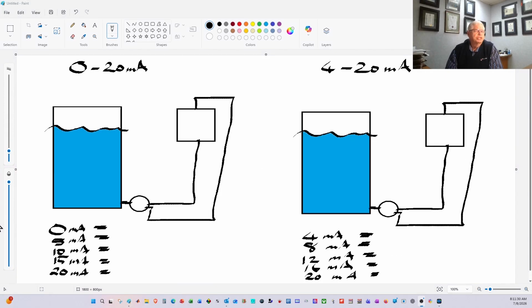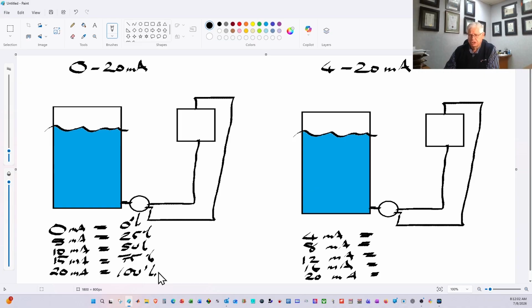I have put up two scenarios for you. On the left-hand side, there would be an instrument with a 0 to 20 milliamp signal. And on the right-hand side, there would be an instrument with a 4 to 20 milliamp signal. Now, let's look at the one on the left-hand side. 0 milliamps is going to represent 0%. 5 milliamps would be 25%. 10 milliamps, 50%. 15 milliamps, 75%. And 20 milliamps would be 100%. So nice and easy as far as those divisions are concerned.